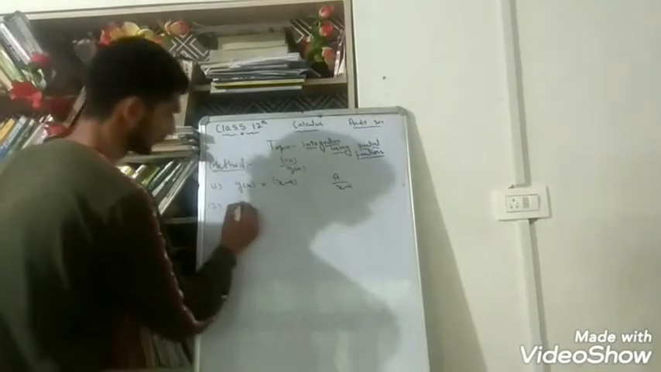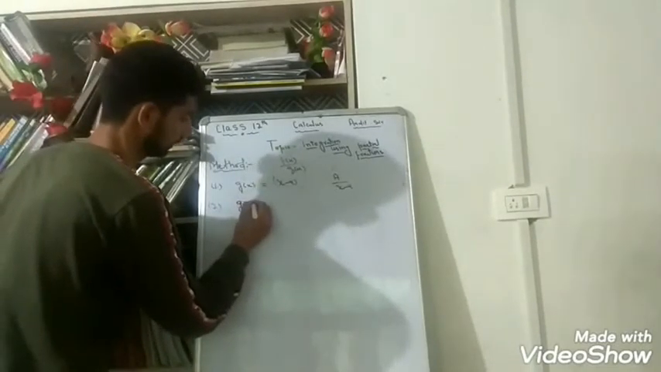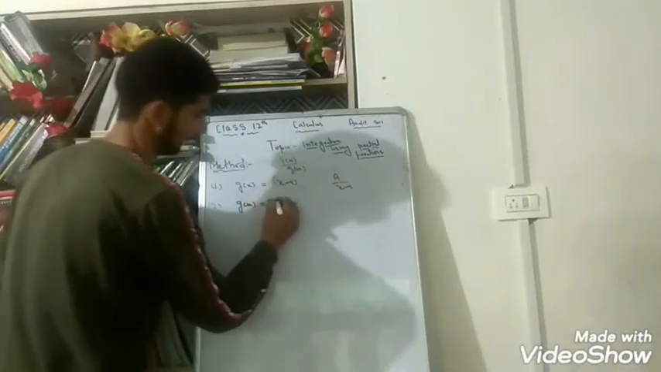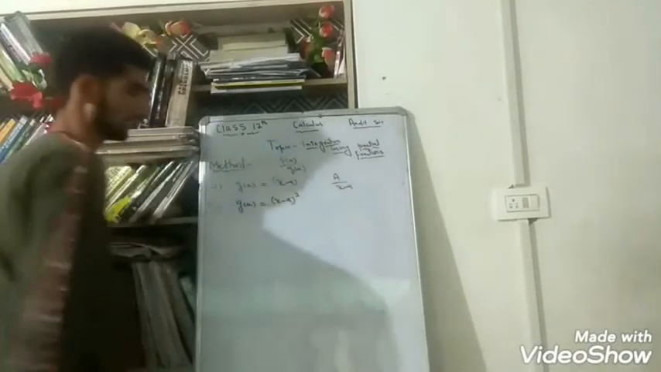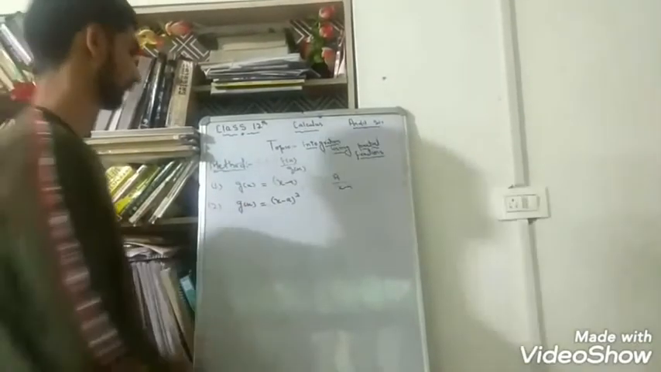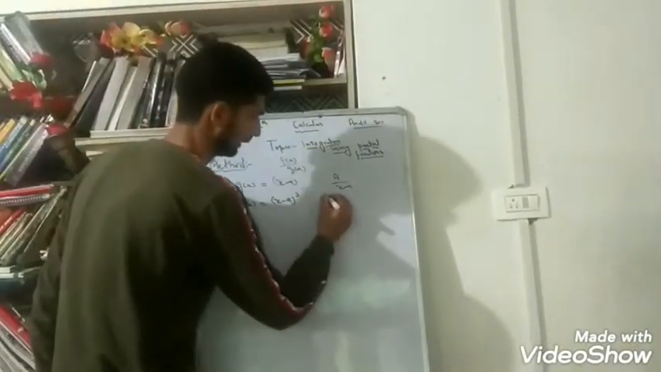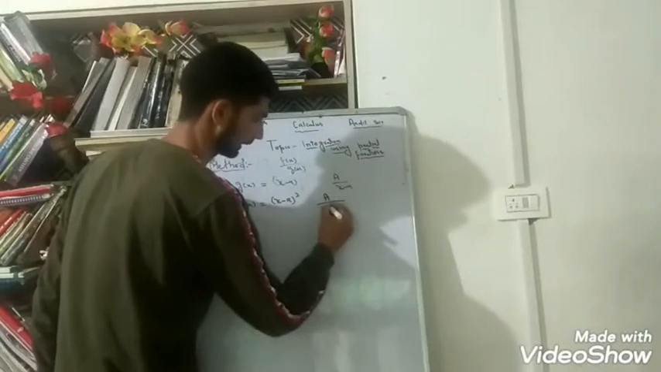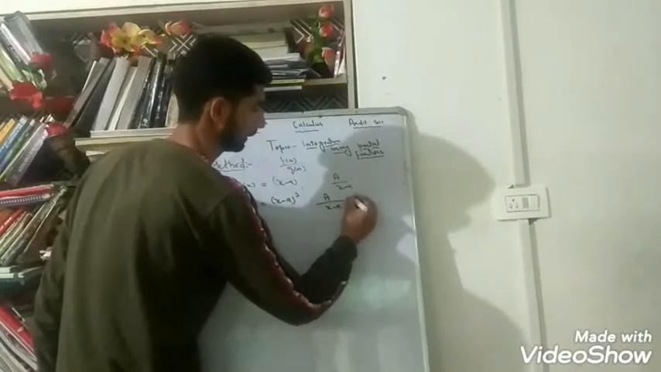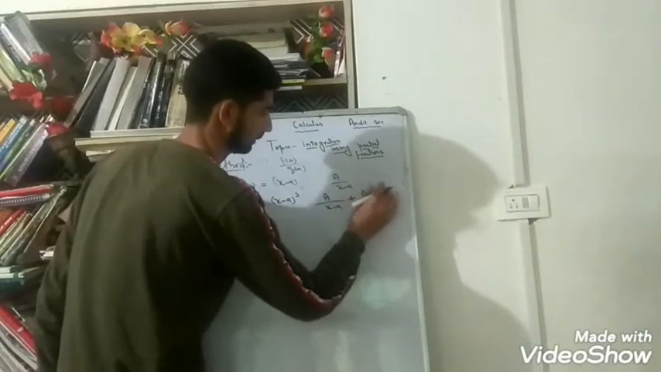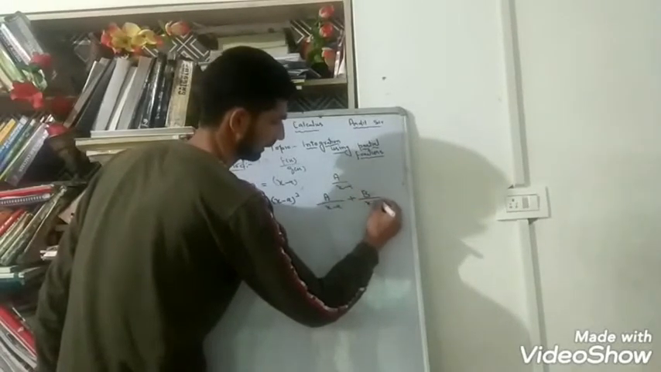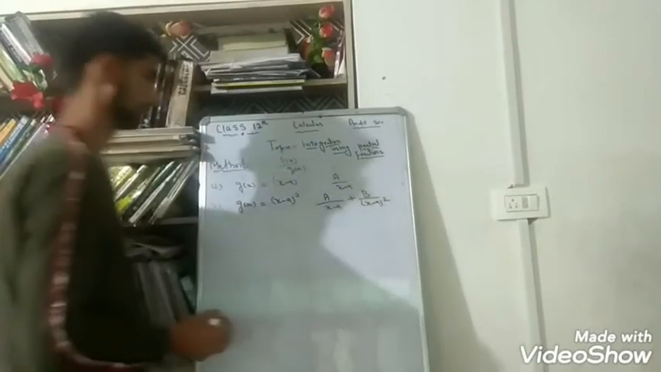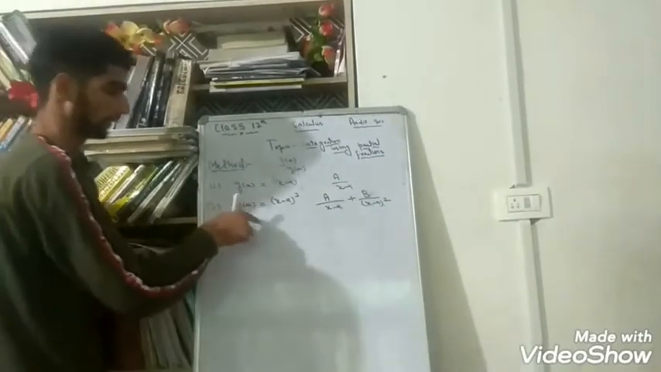if you have g of x, this denominator, equal to x minus a whole squared, then at that time you have to make its resolution as a divided by x minus a plus b divided by x minus a whole squared. This is the resolution when our denominator is this.